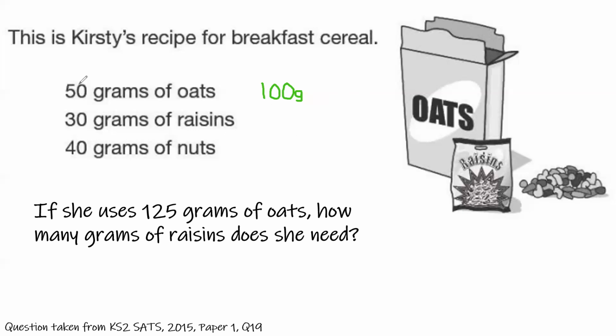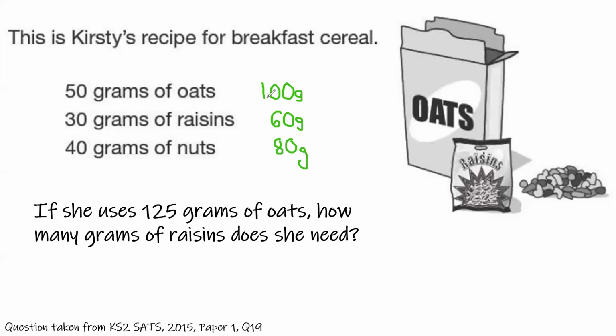So we've doubled the number of grams of oats. So let's do the same for the number of grams of raisins. So we can double that. We've doubled 30, we get 60. So we know that we need 60 grams of raisins. And although you don't need it for the question, we can also do the same for nuts. We've doubled the number of grams of oats, so we can double the number of grams of nuts. We end up with 80 grams of nuts. 40 times 2, or double 40, is 80 grams.